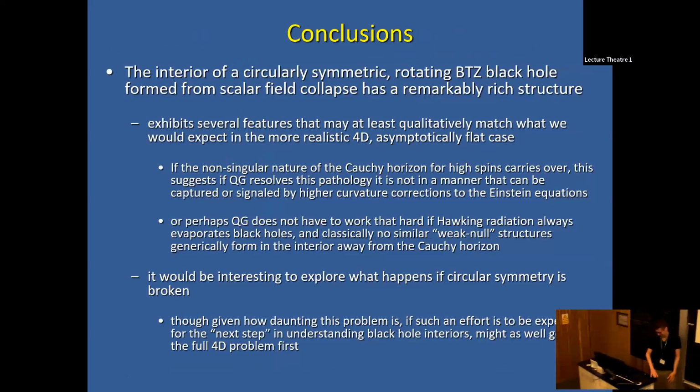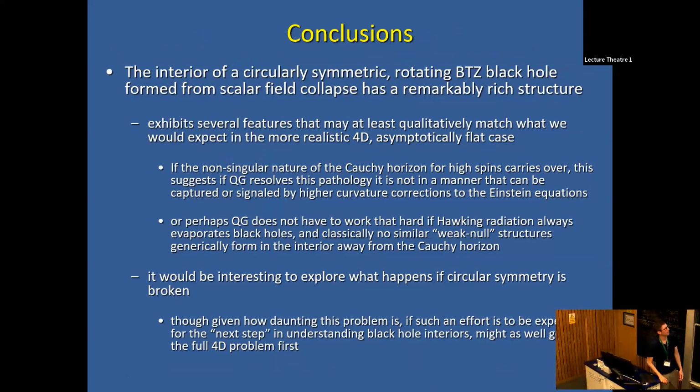Okay, and thank you. So this is my conclusion. I don't know what this will say about the 4-dimensional case.